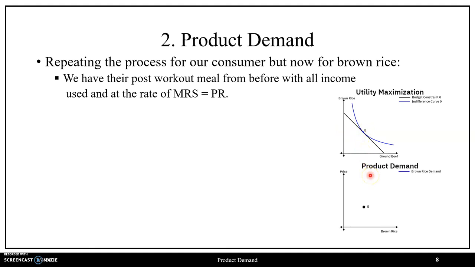In terms of product demand, now we're concerned with brown rice, so price is going to be on the vertical axis and quantity of brown rice on the horizontal axis. Point B is going to be the price point associated with the price of brown rice on our budget constraint in our utility maximization process, and our quantity level of brown rice for point B is going to be the quantity level of brown rice that this consumer faces in terms of the post-workout meal that they selected. So now let us pose the question: what if the consumer goes to the grocery store and observes that the price on brown rice has increased?